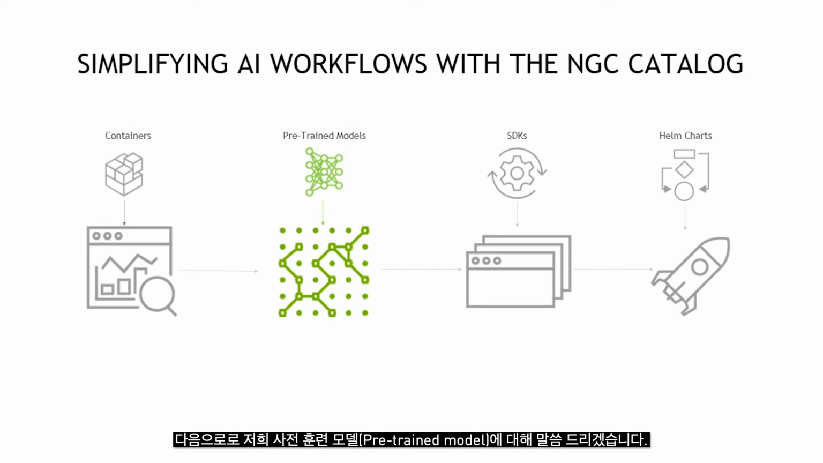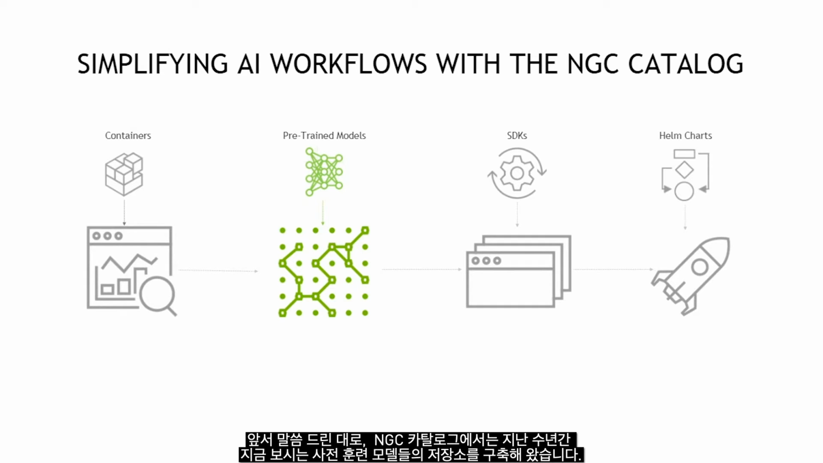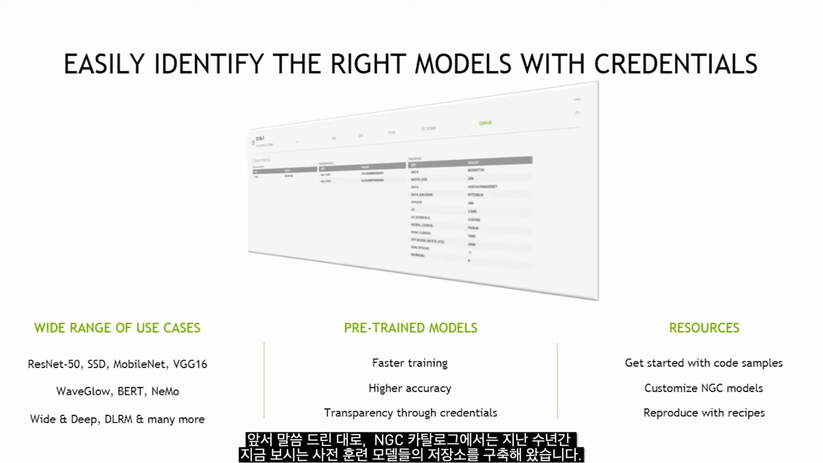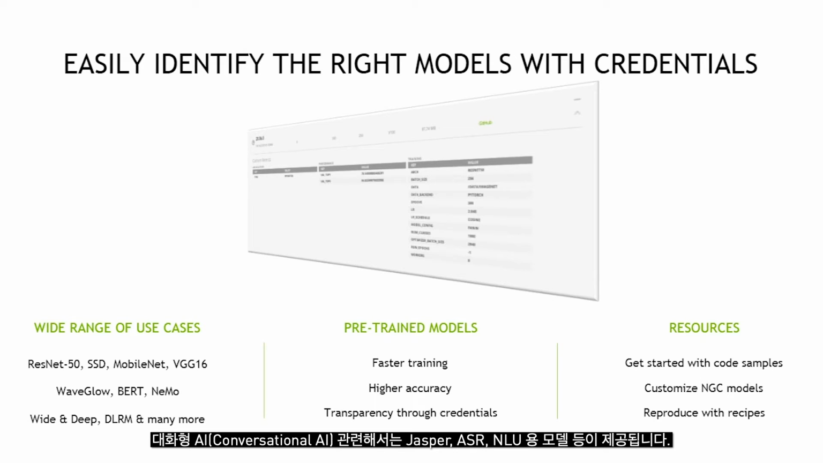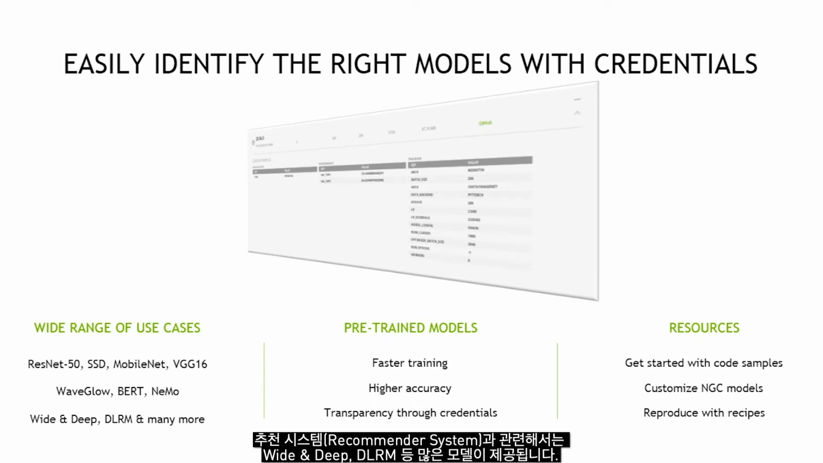The next one I want to talk about are pre-trained models. And again, this is the key part because that's the focal point of the demo that you'll see later today. And, again, as I said before, over the years, we've started to build up the repository of the pre-trained models that you see here. So again, the NGC catalog offers a wide set of pre-trained models, essentially for popular AI tasks. So if you're in computer vision, you can find models for ResNet-50 or SSD. If you're in conversational AI, then you'll find models for Jasper, for ASR, BERT for NLU, etc. But if you're in the recommender space, then you can find models for Wide and Deep and also DLRM and many more.